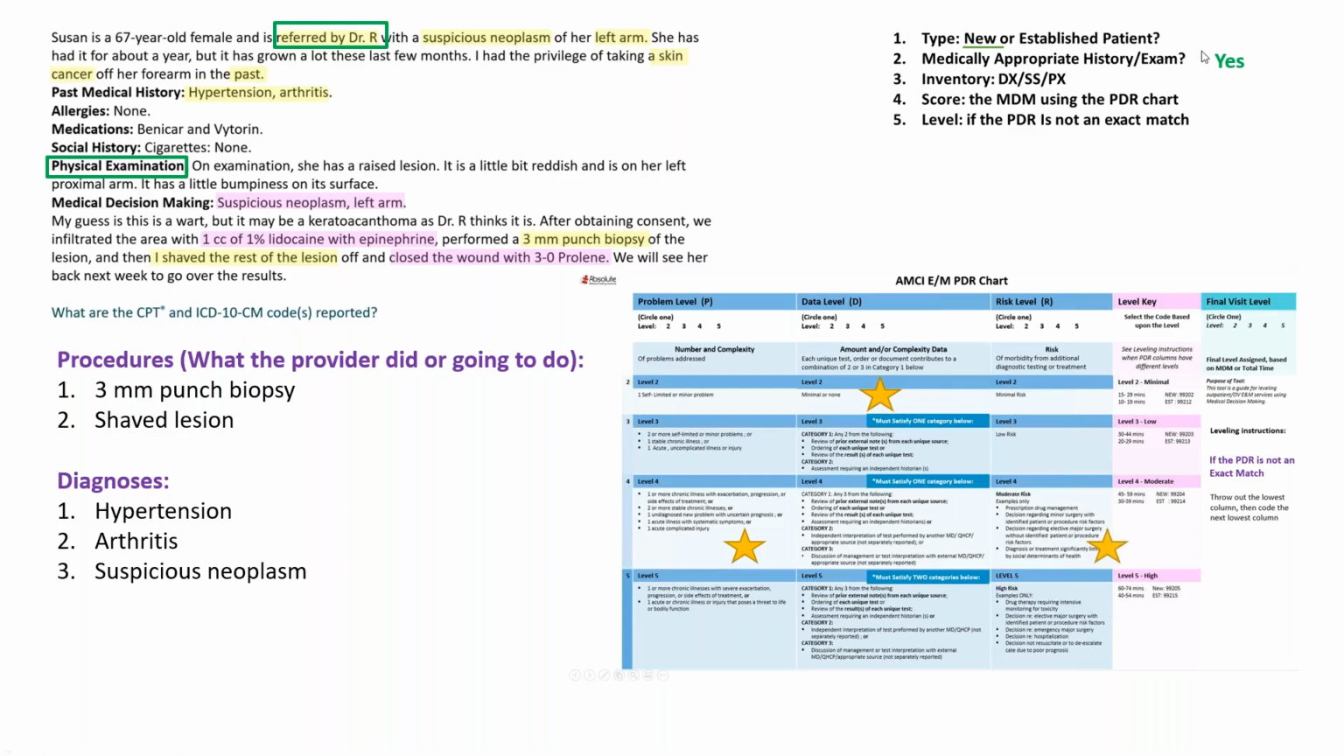All right. So what do we do? Go ahead and type in the chat and tell me, what is our level of service? Is it minimal, low, moderate, or high? Yeah, I see a lot of people saying it. Yeah, it is moderate. You guys are leveling like a pro. You are, because the PDR does not match. We have a level 4 P, a level 2 D, and a level 4 R. So therefore, they don't match. So we're going to throw out the lowest column, which is the D, and then code the next, which is level 4, the P and the R. Now, what is our code?